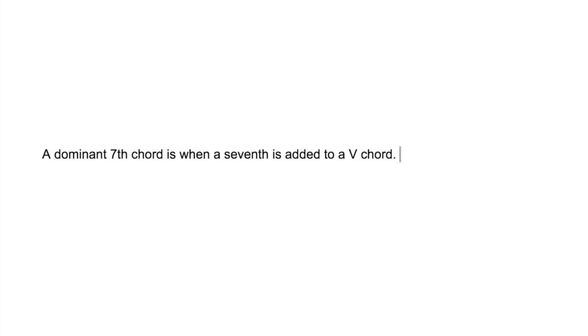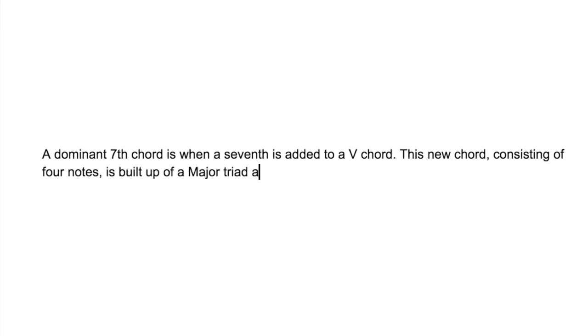Hey guys, today I'm going to teach you what a dominant seventh chord is and how to write them. Basically, a dominant seventh chord is a 5 chord with a 4th note added onto it, so it eventually becomes a major chord with a minor 7th on top. If you don't know what a 5 chord is, I suggest studying scale degree names before moving on to this lesson.